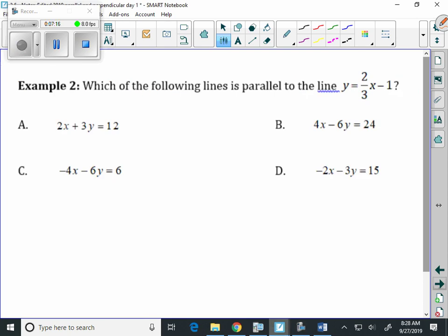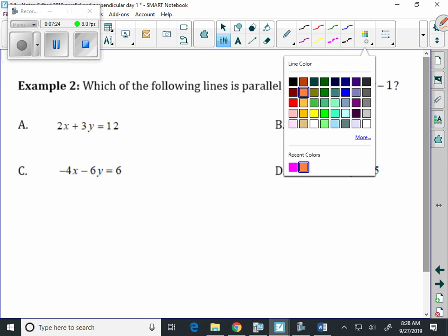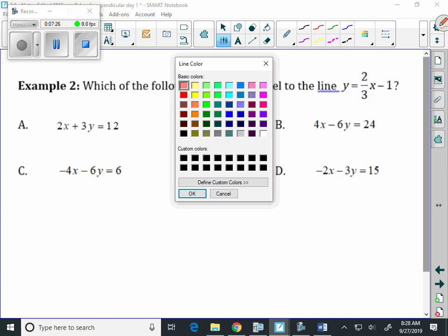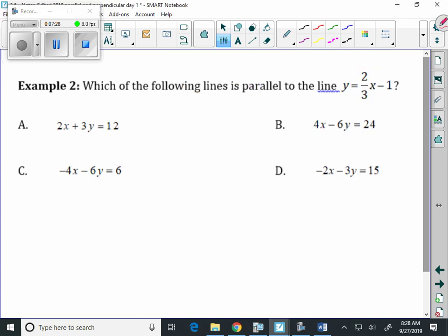Example number 2 is a multiple choice question. Which of the following lines is parallel to y equals 2/3 x minus 1? The first thing that we can look at on this particular problem is, well, what is the slope of this line that we're working with here? And because the equation is solved for y, our slope is the number in front of the x. So our slope, in this case, is 2/3.